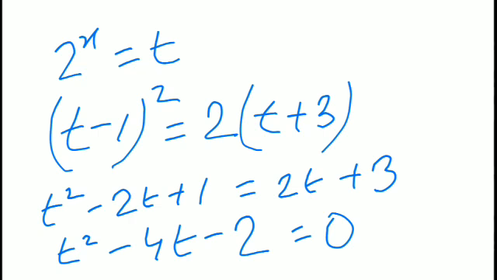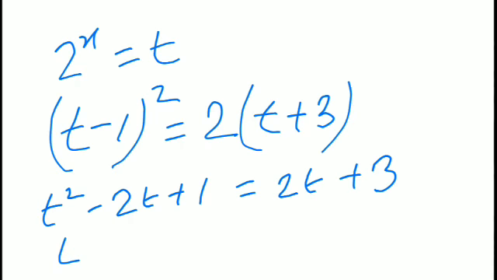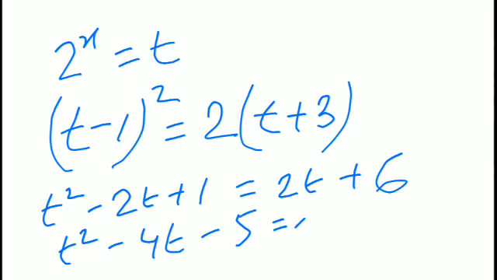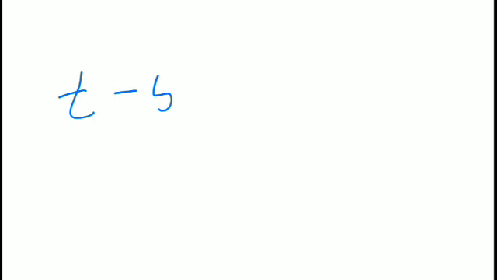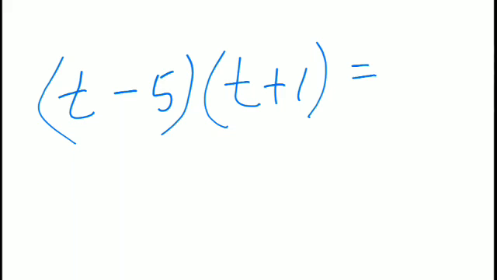ठीक है? Oh, I'm so sorry, I made a mistake. My bad. This will be 6. Okay? 3 into 2 will be 6. So it will be t square minus 4t minus 5 is equal to 0. Alright. So if I do a middle term over here, I can pretty much understand that it will be t minus 5 and t plus 1 is equal to 0.